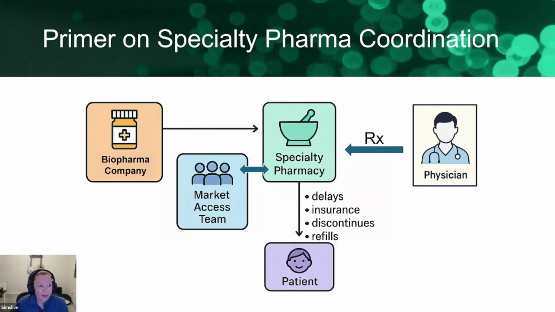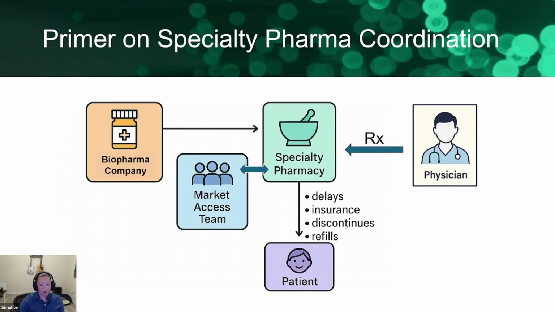So let me give you a brief background on specialty pharma coordination. Our client is a biotech company that treats patients with rare disease. So these are small patient populations, and in an effort to make sure that these patients get their drugs in a timely manner, they have what's called market access teams. Now, these teams are at the biopharma company, and they interact directly with these specialty pharmacies.